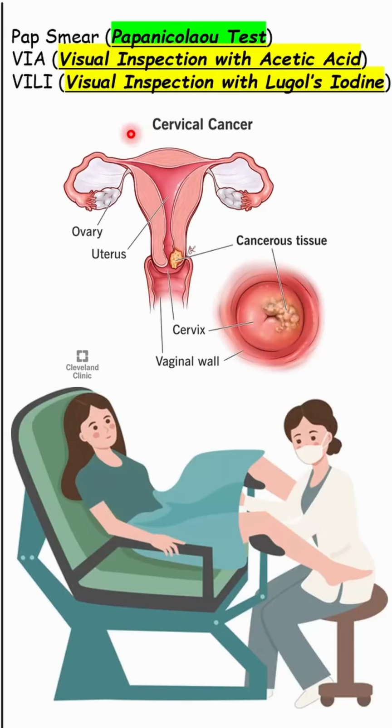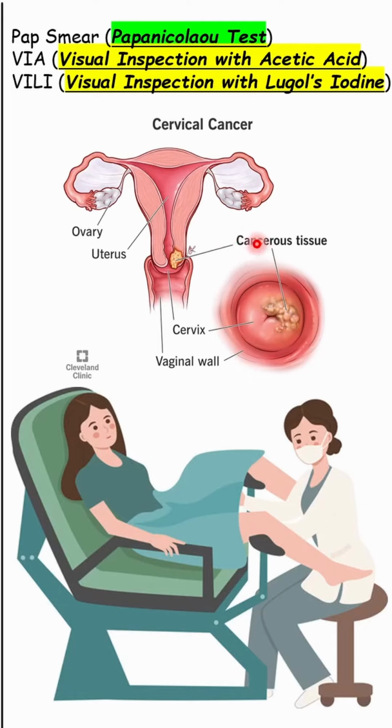Let's quickly understand about the different screening techniques for cervical cancer. As we can see in this picture, this is the uterus, this is the vaginal wall, here is the cervix, and here you can see the cancerous tissue. So what are the screening methods that can be used?